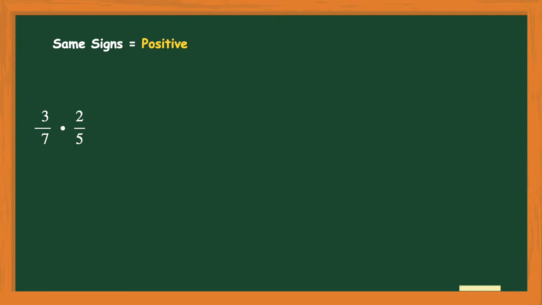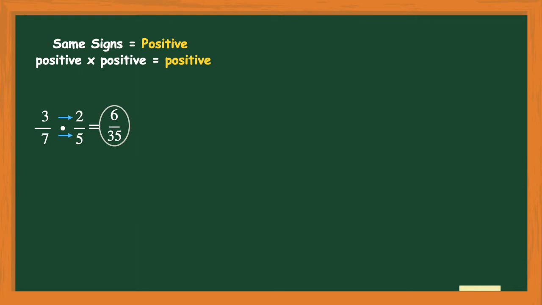So all I have to do here is follow the normal multiplication process by multiplying the numerators straight across. 3 times 2 is 6. And then I'm going to multiply the denominators straight across. 7 times 5 is 35. And then it's always a really good idea to make sure that your answer is in simplest form by checking to see if your numerator and your denominator share any common factors other than 1. And if they don't, then you know that your answer is in simplest form. And 6 over 35 is in simplest form.